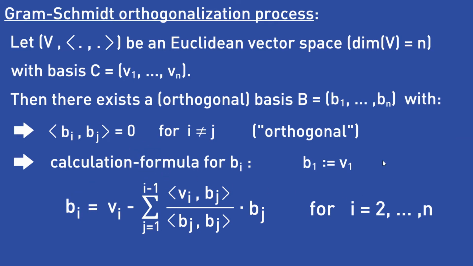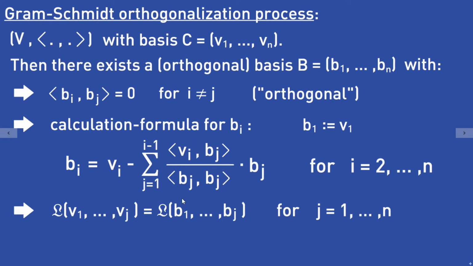You also have that the space of all linear combinations of v1 to vj is equal to the space of all linear combinations of b1 to bj, for j = 1 to n, which can be written down like that here.